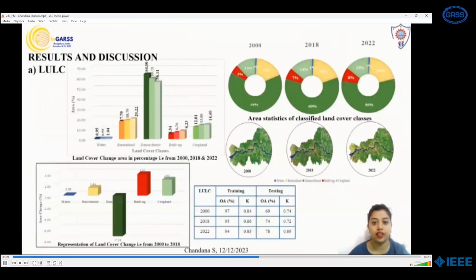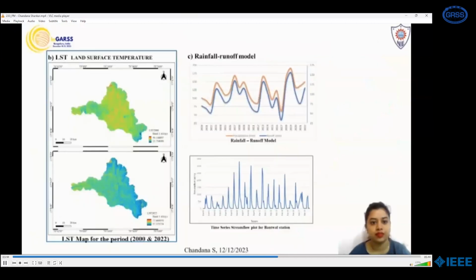LULC results show deforestation of 7.34%, and the built-up class has risen by 3.19% of the area, which has been visualized with the training and testing datasets performances for 2000, 2018 and 2020-22. Coming to the land surface temperature analysis, a rise of 2.98 degrees Celsius over the study period has been noticed, wherein the rainfall runoff model was estimated, which has been presented with a time series plot for the Bantwal station, which also finds a decreasing trend.